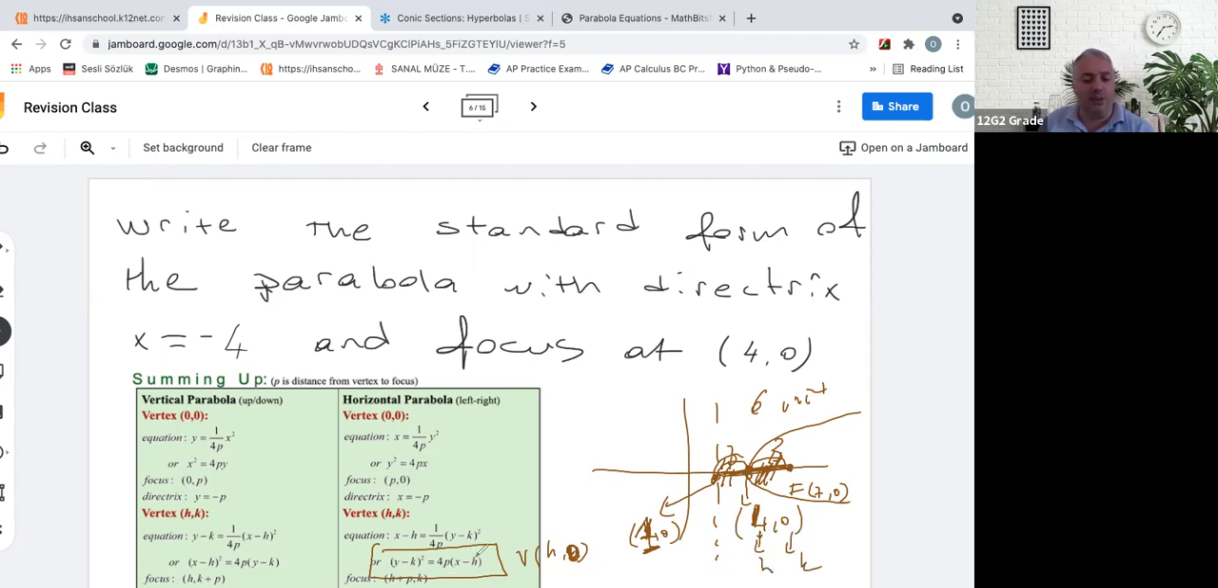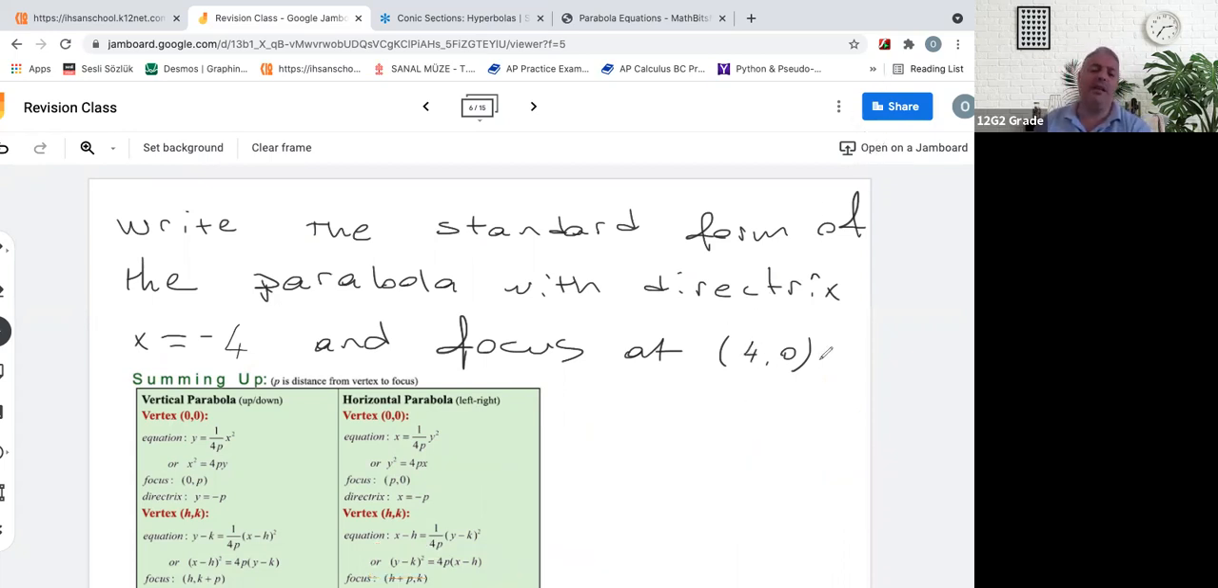And then just put it here. The final result: y minus 0 squared is equal to 4 times p times x minus h, which is 4. And p is this distance. So what is this distance? 3. So y squared is equal to 12 times x minus 4. That's the answer of the question.